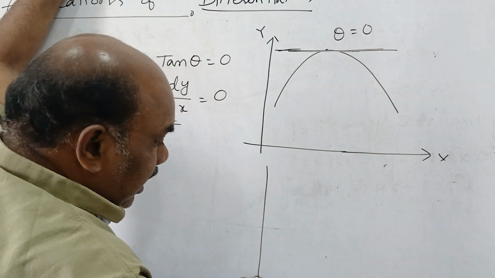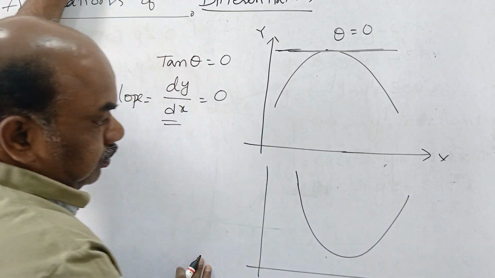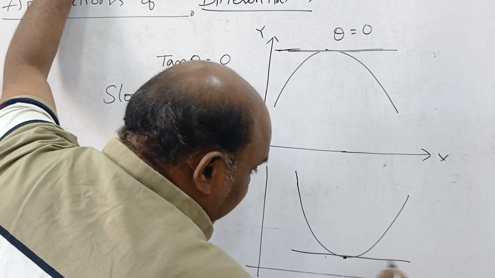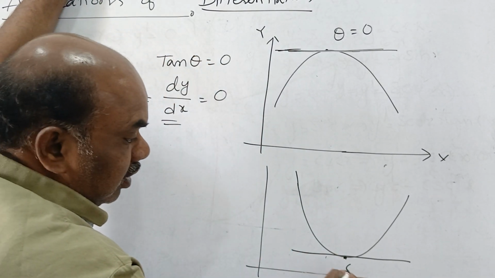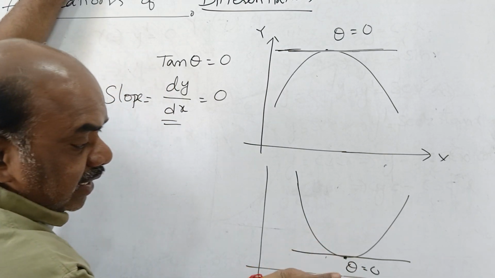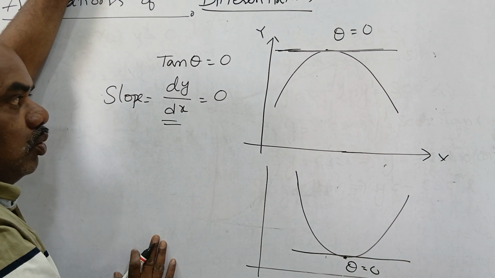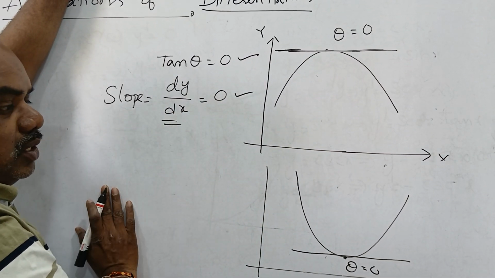Suppose another graph I will tell you. This is another graph, concave shape. Here at this point if you draw a tangent, this tangent is also parallel to the x axis. ఇక్కడ కూడా స్లోప్ 0 బేటా. Why? Because it is not making any angle with the positive x axis. Here also theta is 0, tan theta 0, dy by dx is 0, slope is 0.